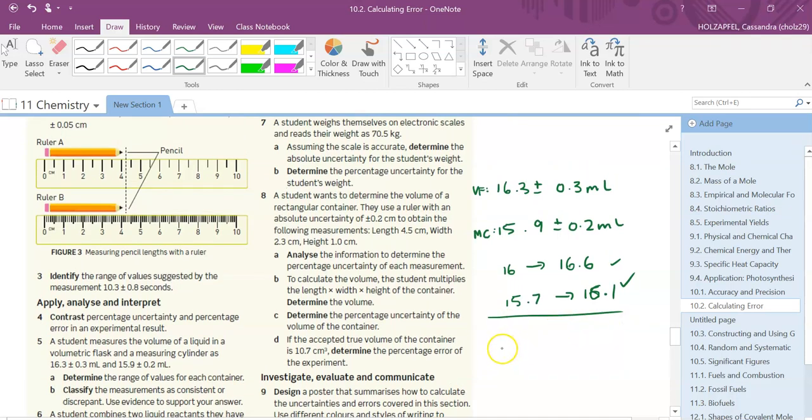A student weighs themselves on some scales and they read their weight as 70.5 kilograms. So what that means is I'm assuming that this scale can measure either to the nearest 0.5 kilograms or to the nearest 0.1 kilograms. Assuming the scale is accurate, determine the absolute uncertainty for the student's weight. So it depends on the scale. I'm assuming it's the 0.1 measurement because that's pretty typical for scales. So we would write this as 70.5 plus or minus 0.1 because that's the smallest increment that the scale measures.